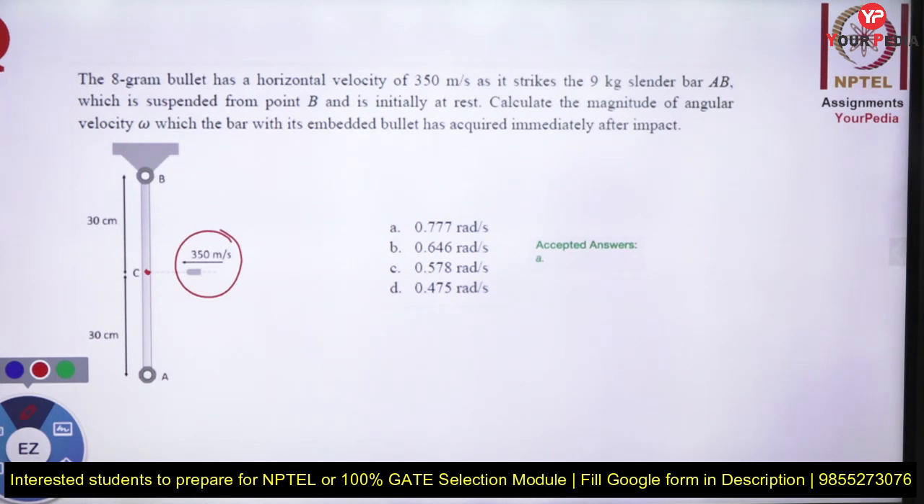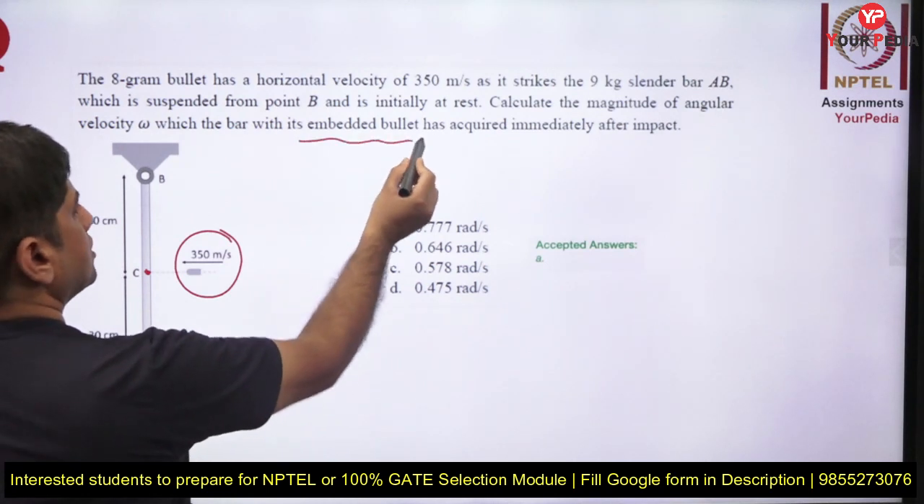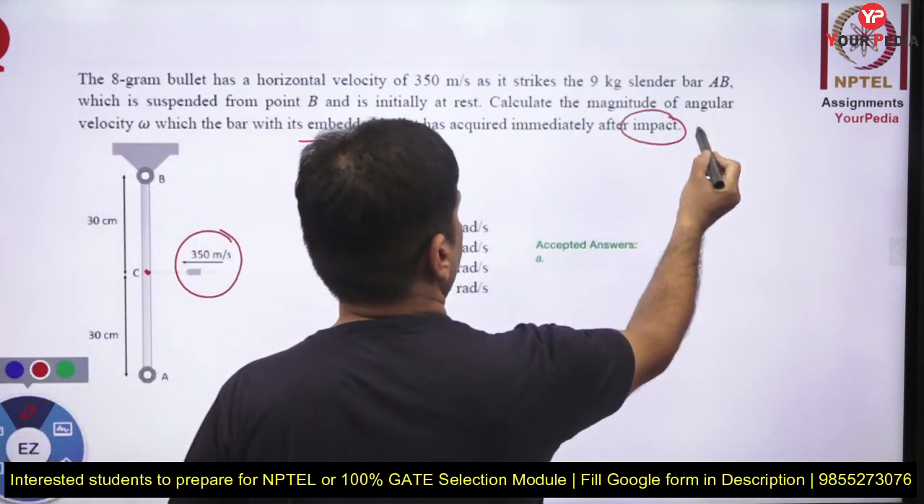And there is a cylinder bar, cylinder meaning a very thin bar, of mass 9 kilogram, and it is suspended from point B and is initially at rest. You have to find out the angular velocity omega which the bar with its embedded bullet will acquire after the impact. Embedded bullet, impact, is nothing but collision.